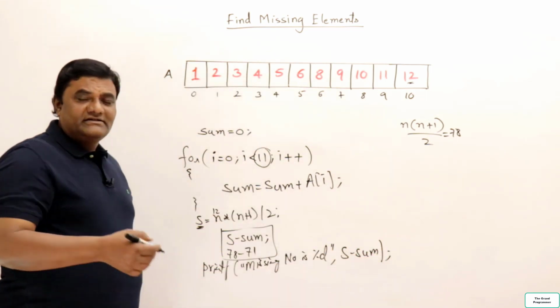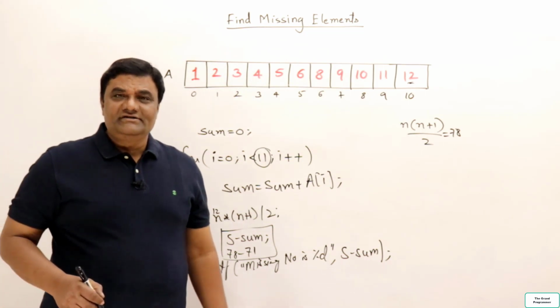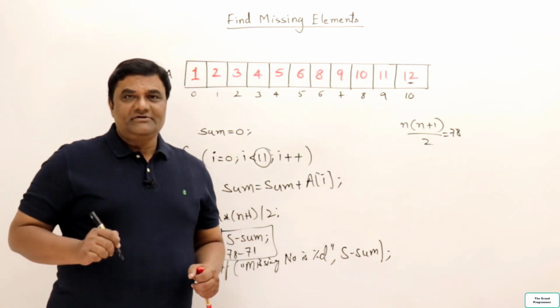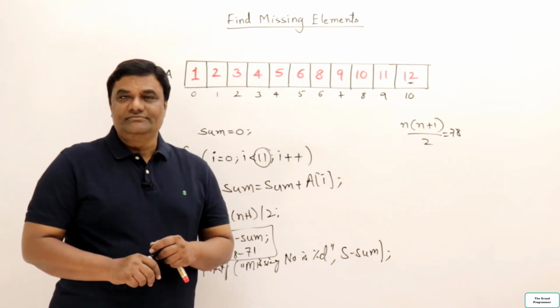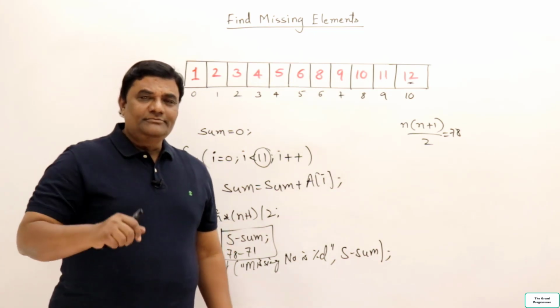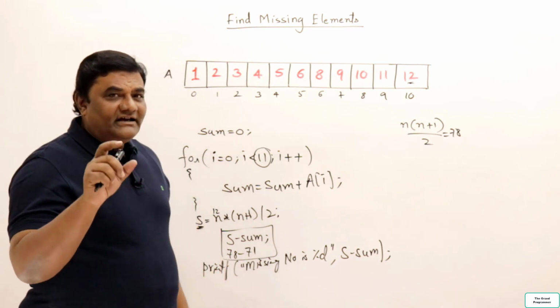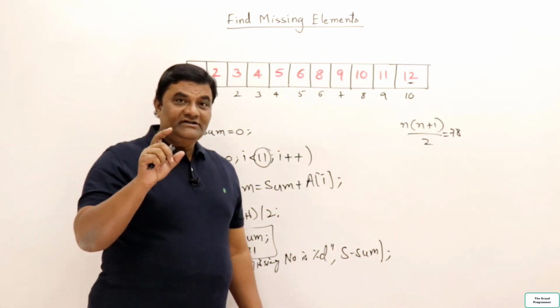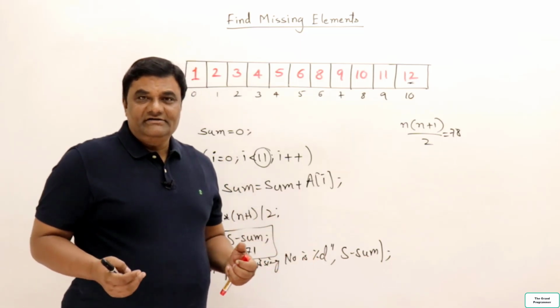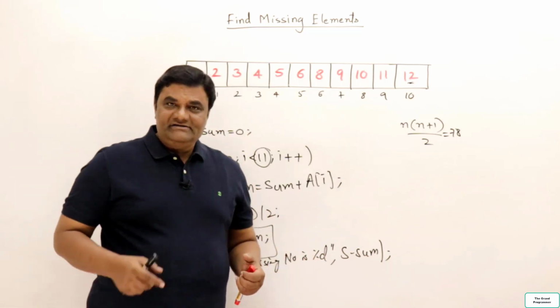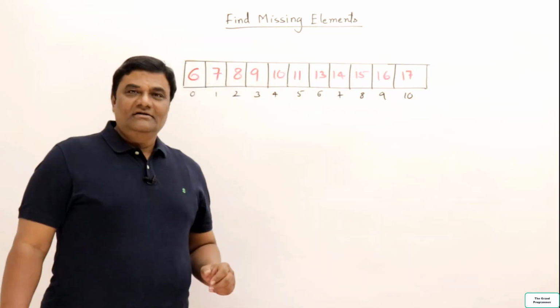So that's it. This is the method. You can find it using the sum of first n natural numbers formula. This is one approach I have shown you. Then I'll show you one more example where the elements are not first n natural numbers. The sequence may be starting from any point. So let me change these elements, then we will discuss it.